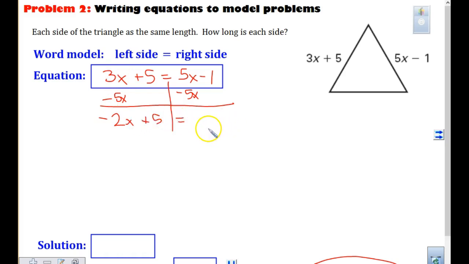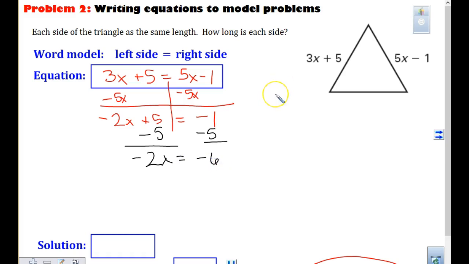equals, on this side, what do I have? Katie. Negative 1. So, Aiden, this is where a lot of people, like in your homework today, just put down 1. You got to keep the sign with that, okay? So now, what are we going to do, Angel, to get the negative 2x by itself? Minus 5 on both sides. 3 minus 5 on both sides. We get negative 2x equals negative 6.